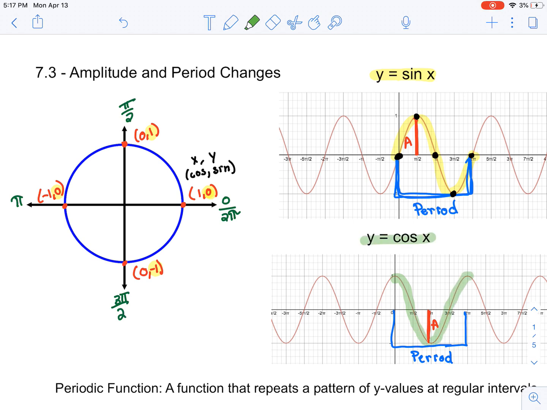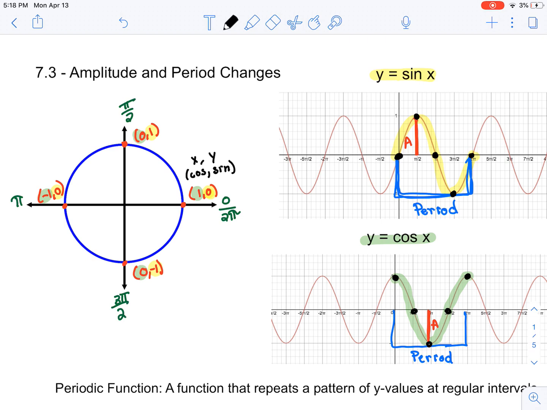My cosine points are going to come from my x values of these points. So at 0, I'm at 1. So I start high with cosine. At pi over 2, I'm at 0. Go to the middle. At pi, I'm at -1. So I go down to -1. 3 pi over 2, I'm back at 0. And at 2 pi, I go back up to 1. Those are my 5 critical points.